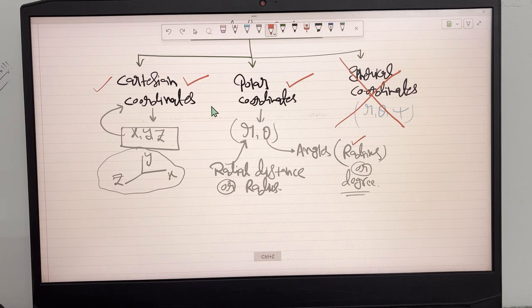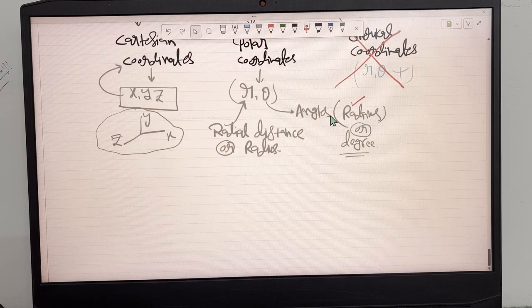Right? Okay. Let me do one thing. Let me tell you how to convert radians into degrees. So remember, pi radian is equal to 180 degrees.